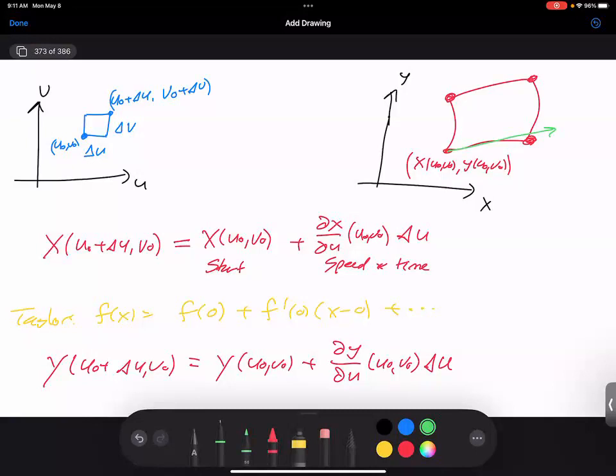There's going to be potentially a second order term, a third order term, a fourth order term. So there could be something involving delta u squared, delta u cubed, delta u to the fourth. If my function is nice, delta u squared is going to be very negligible.